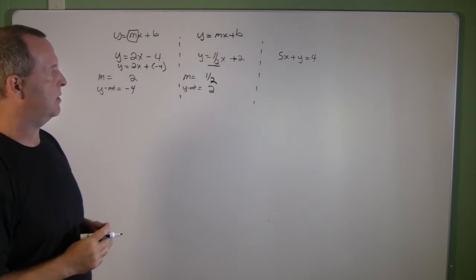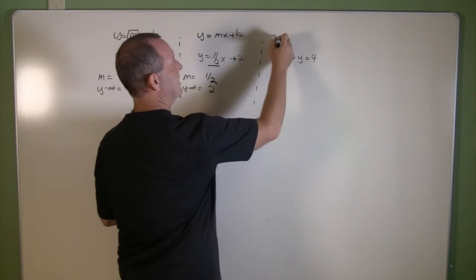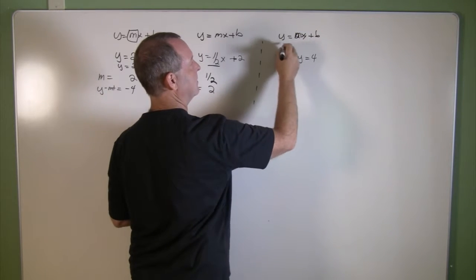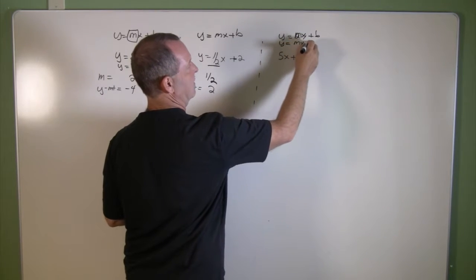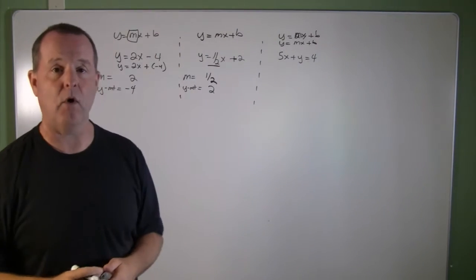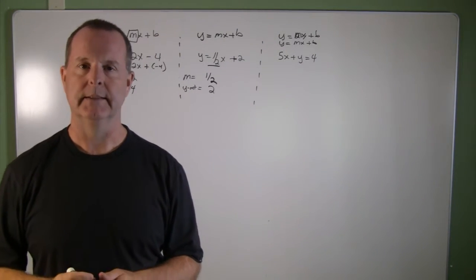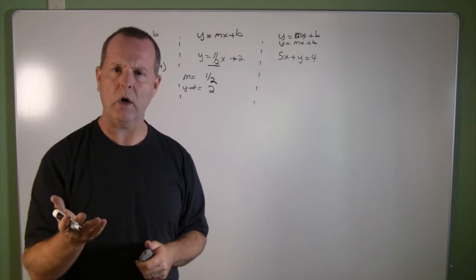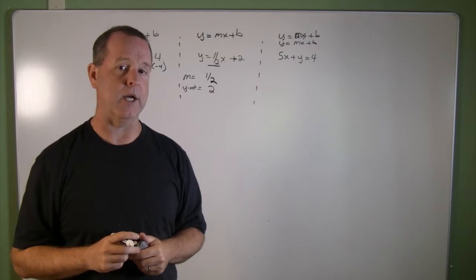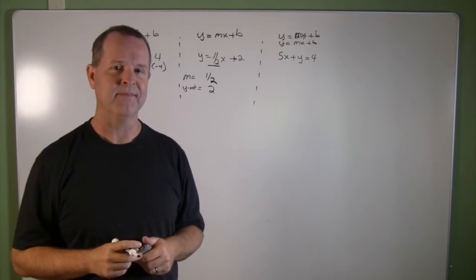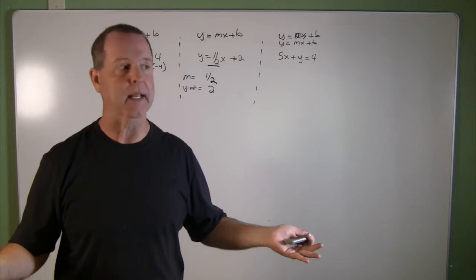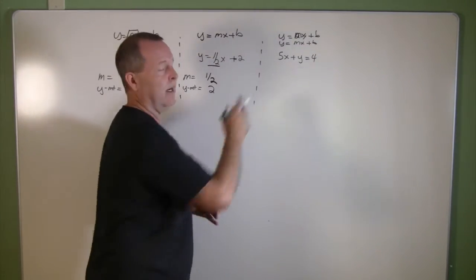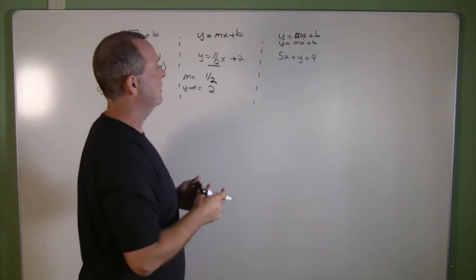Lastly, I have 5x plus y equals 4. Is it in the y equals mx plus b form? It is not, so I can't tell. Time to go home, it's over. Or maybe we can manipulate our equation using appropriate algebra tools to put it in the form y equals mx plus b. Why didn't I think of that? That's a great idea. I basically need to get y by itself.